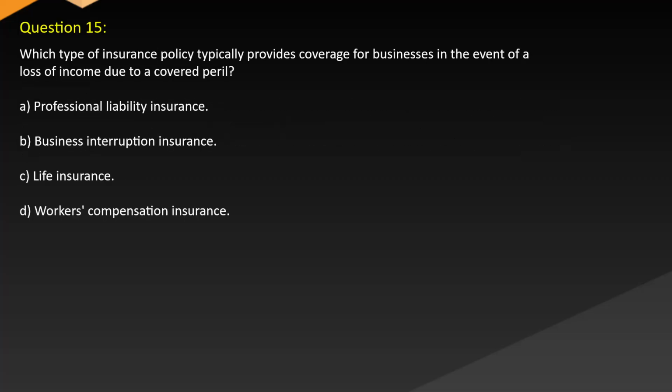Question 15. Which type of insurance policy typically provides coverage for businesses in the event of a loss of income due to a covered peril? A. Professional liability insurance. B. Business interruption insurance. C. Life insurance. D. Workers' compensation insurance.